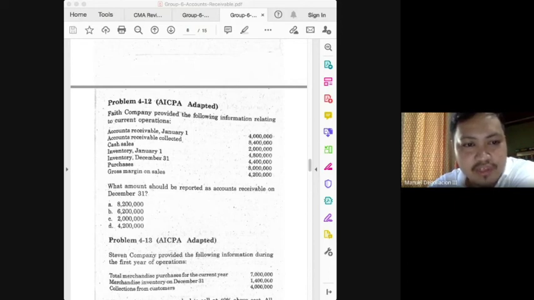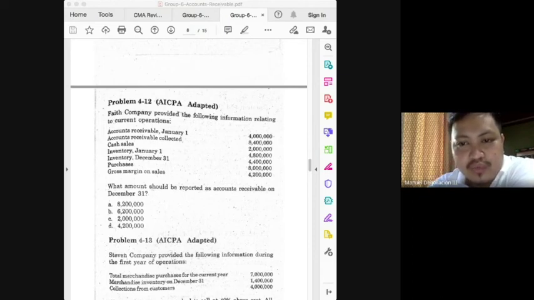Okay, the total gross margin on all our sales was 4,200,000. So if the cost of the inventories that were sold amounted to 8,400,000, and the gross margin or the markup on these inventories was 4,200,000, that means the total selling price of all the inventories that we were able to sell was 12,600,000. So the total sales for the year is 12,600,000.